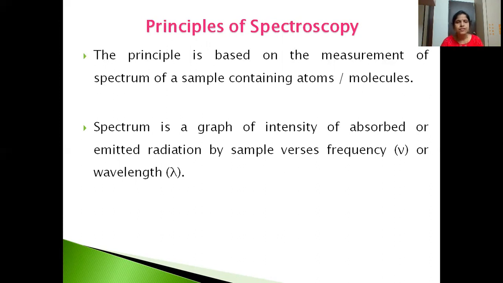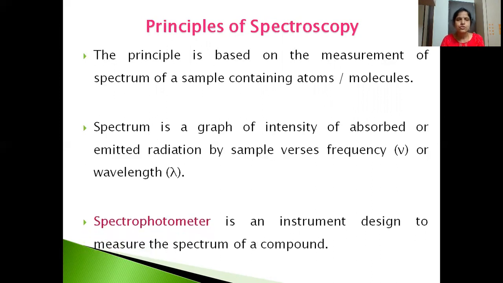transmitted out. So we have to measure the intensity of the absorbed radiation, or we can measure the intensity of the emitted radiation. Then we can plot a graph by taking absorbed or emitted radiation on the y-axis, and frequency or wavelength on the x-axis. That is the spectrum we get from the study of EMR interacting with the sample. We have an instrument to measure this absorbed or emitted radiation, known as a spectrophotometer.